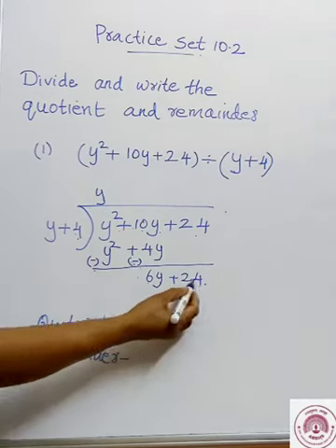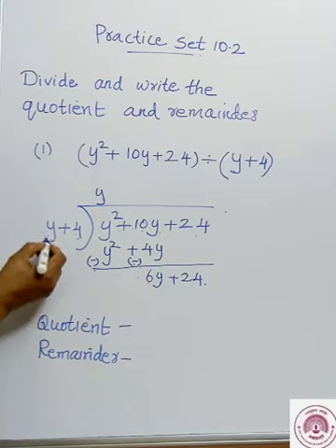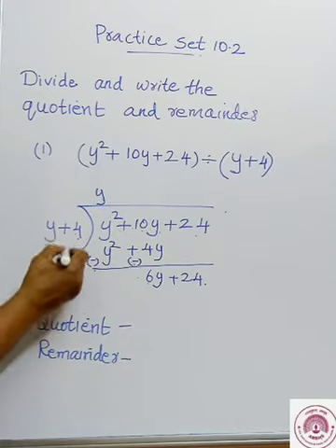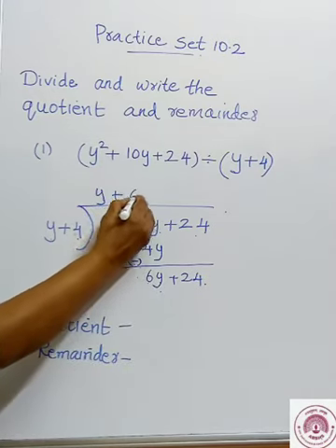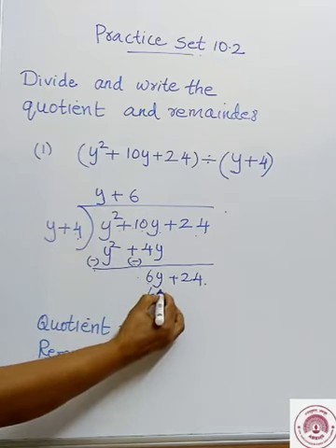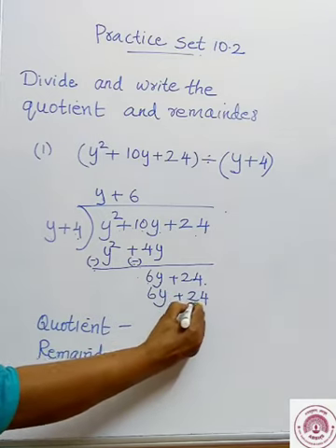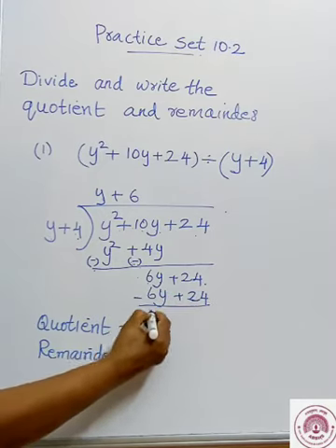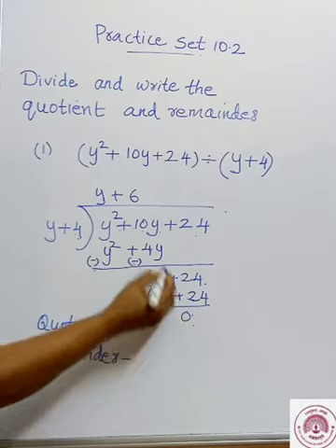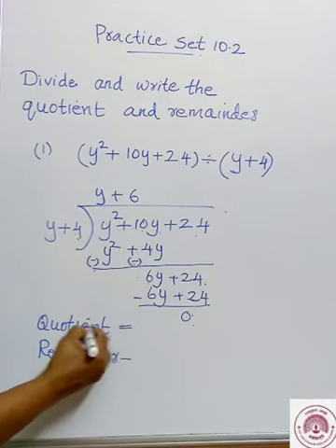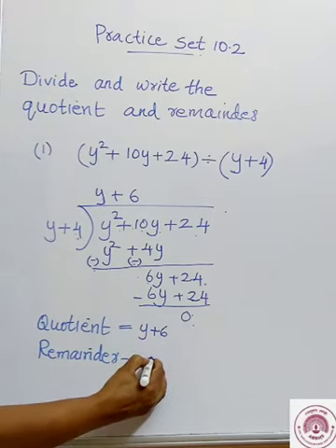Now here the first term is 6y and here y. So we have to multiply this y by 6 to get 6y. So here it is plus 6. 6 into y is 6y, plus 6 into plus 4 is plus 24. When we subtract this, sign will change and we will get 0 as the remainder. So writing the answer: quotient is equal to y plus 6 and remainder is 0.